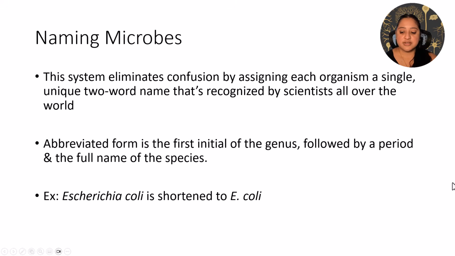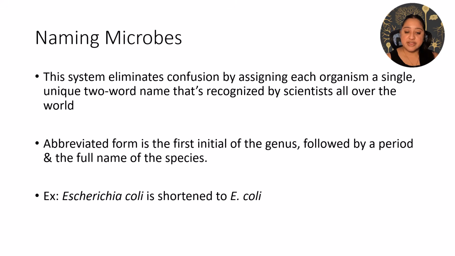So again, this system is to help eliminate confusion. It assigns each organism a single, unique two-word name that's recognized by scientists all over the world. So even if you have a casual name, for example, for a specific bird, if you're a bird watcher, there can be different casual names for things, but the species scientific name is always going to be specific.